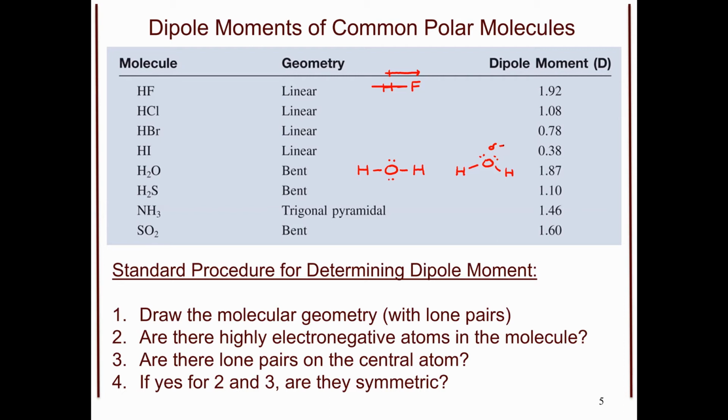Then I have to see if there are two highly electronegative atoms in the molecule. If that is the case, we may get a dipole moment between atoms. Finally, if I go to number 3, are there lone pairs on the central atom? As you saw with the water, that is the case. And finally, with 4, we're going to do what is called the symmetry test. The symmetry test means that they're equal and opposite and pulling in opposite directions.